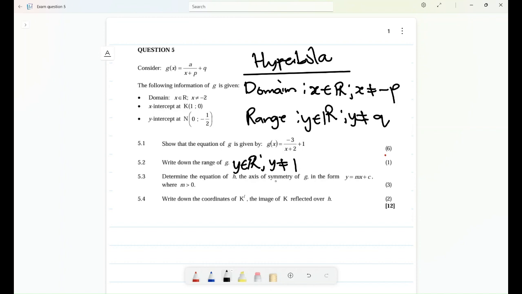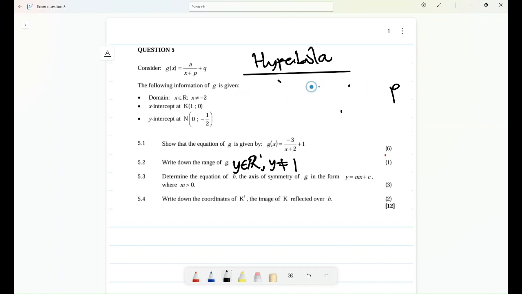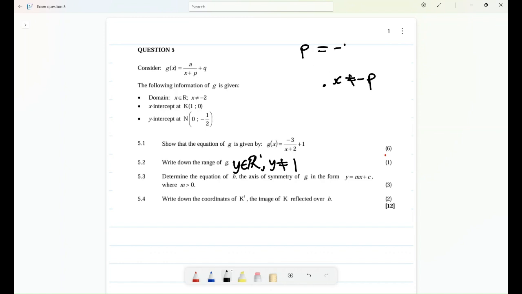I repeat, your range and domain will always be like this for your hyperbola. It will always be X is an element of real numbers for the domain, but X should not equal negative of the value of P, whatever the value of P is. If your value of P is negative 4, you should say X should not be equal to negative of negative 4, which is X is not equal to 4. Then for the range it is straightforward. All right, now we have answered that.